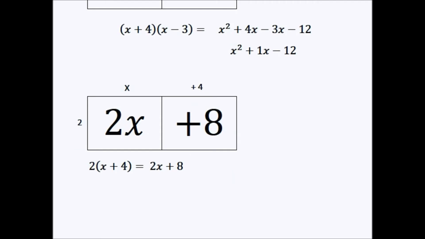Now, if you want to multiply a monomial, meaning one term, to a binomial or trinomial or any polynomial, you can also use the boxes. And so 2 times x gives us 2x. 2 times 4 gives us plus 8. And that would be written this way. That's the same thing as saying 2 times the binomial gives you 2x plus 8.